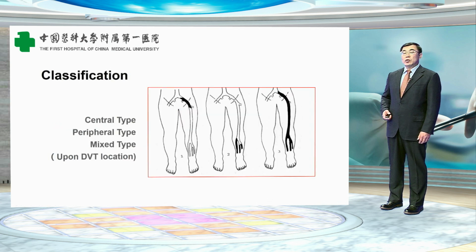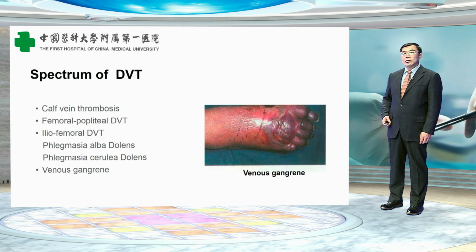Classification includes the central type, located at the iliofemoral vein, the peripheral type, mainly located in the distal part of the popliteal veins, and the mixed type, the diffuse type of DVT in the lower leg. The spectrum of DVT includes calf vein thrombosis, femoral popliteal DVT, and iliofemoral DVT, with the severe types phlegmasia alba dolens and phlegmasia cerulea dolens. In the most severe type, DVT can induce venous gangrene.